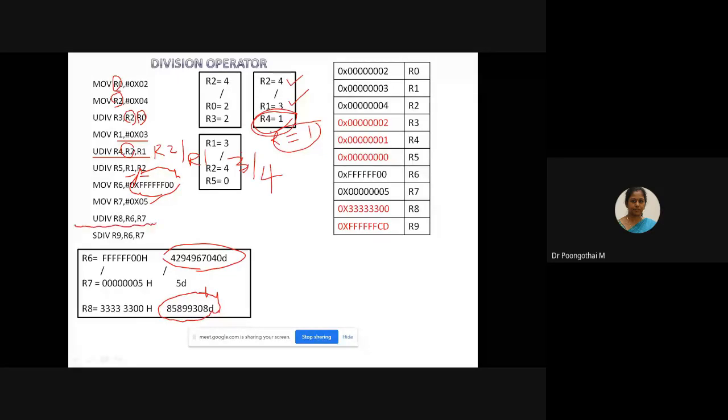So next instruction, the signed division operation, SDIV R9, R6, R7. Okay. So if we consider the value in R6 to be a signed 2's complement value, this R6 is considered to be a signed value. This is going to be considered your 2's complement value, that is the signed one. Okay.